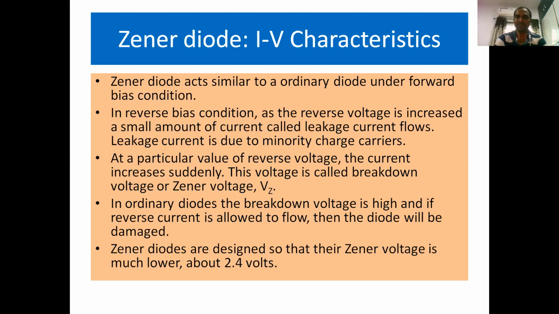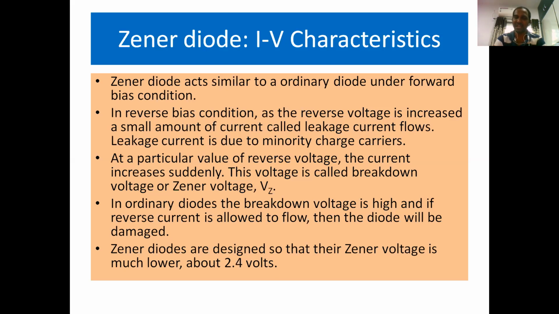A Zener diode acts similar to an ordinary diode under forward bias condition. There is not much difference between a PN junction diode and a Zener diode. Both are operated in the forward bias. Why? Because both give the maximum amount of current at one particular value of voltage, already known to us as cut-in voltage or knee voltage. But in reverse bias condition, as the reverse voltage is increased, a small amount of current, called leakage current, flows. Leakage current is due to the minority charge carriers.